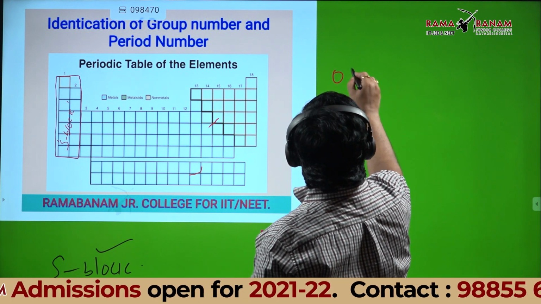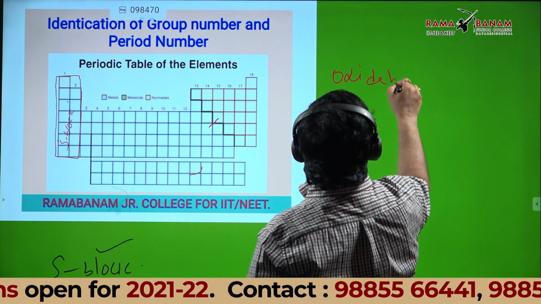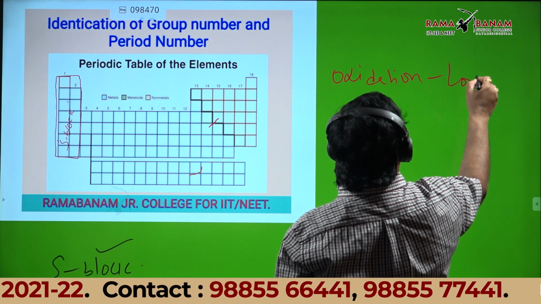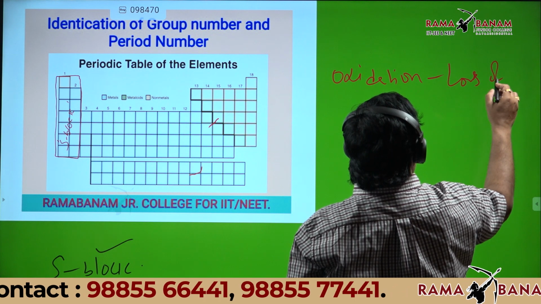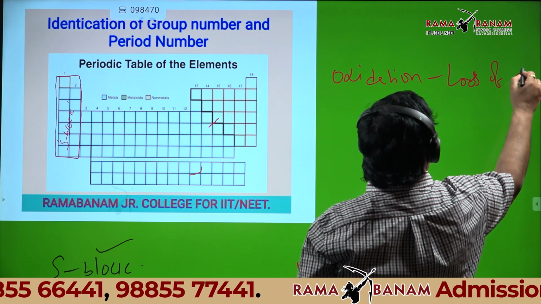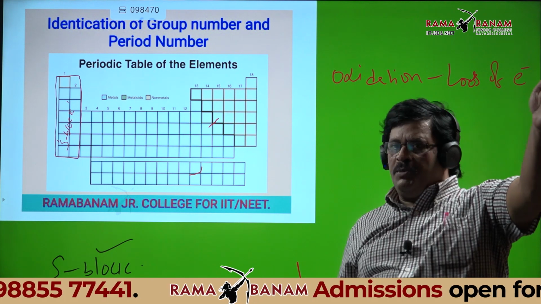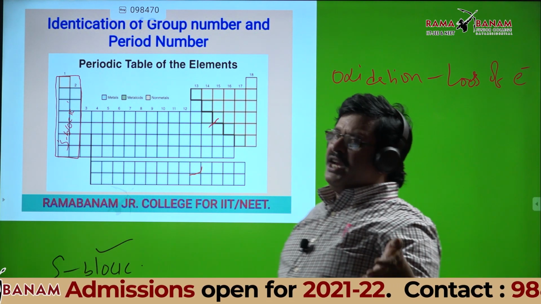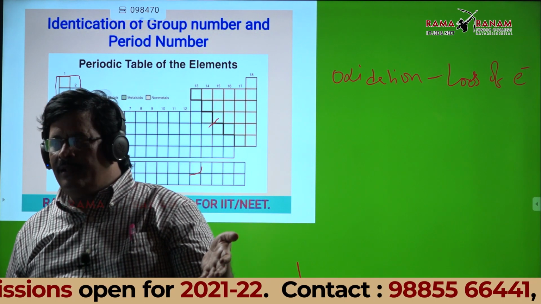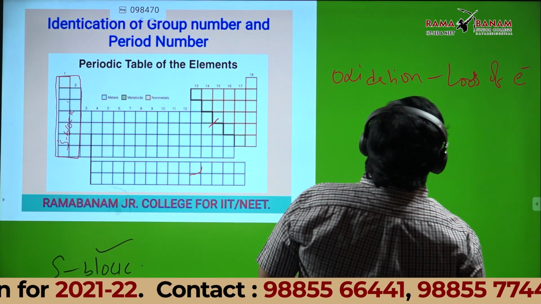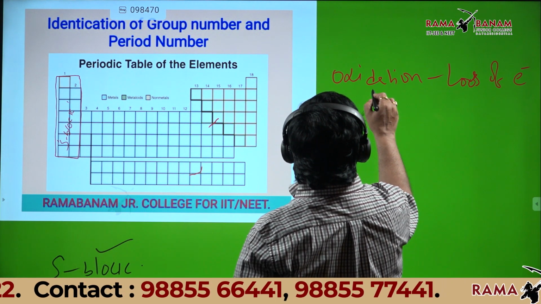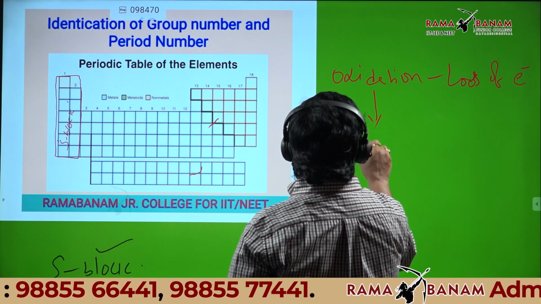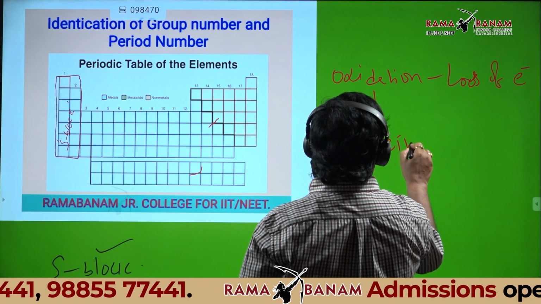Students, look at the board. Oxidation is nothing but loss of electron. Is it not? Why do S block elements undergo oxidation? Because they enter into reactions by losing electrons. And the element which undergoes oxidation is called a reducing agent.